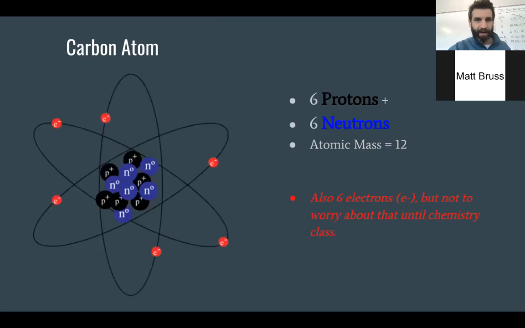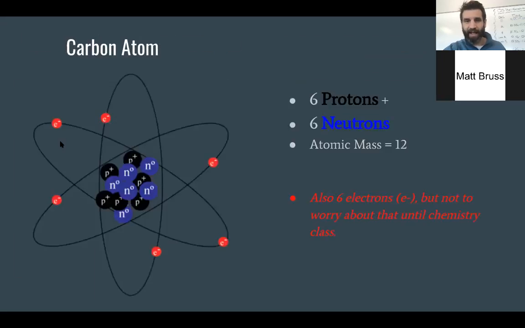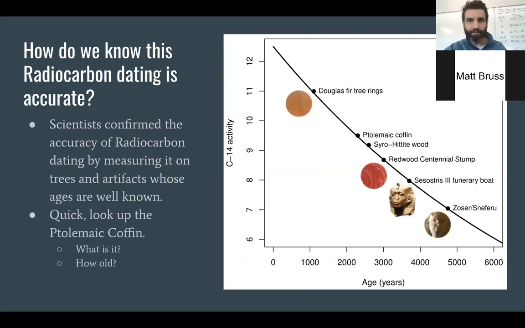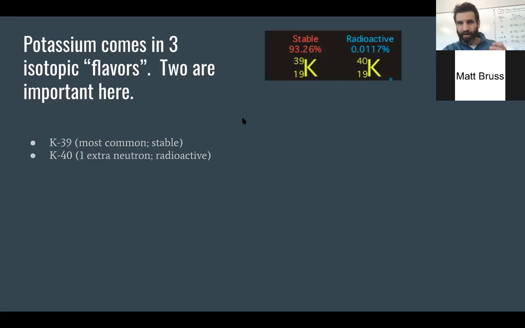I'll show you that on the periodic table of the elements here. Here's potassium. It's number 19. It has 19 protons. That's what defines an element as being potassium. However, as we learned with carbon, there can be different isotopes or different flavors that have different neutrons. So here, potassium 39 has 20 neutrons and potassium 40 has 21 neutrons. And this potassium 40 is radioactive.